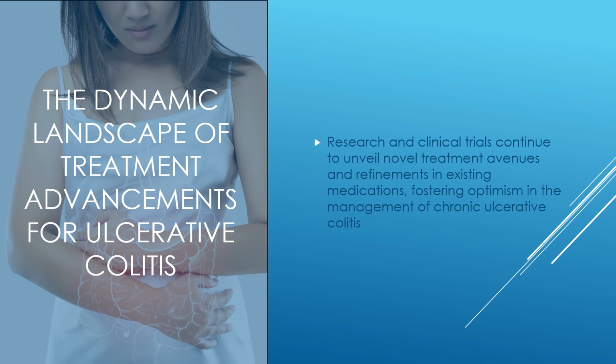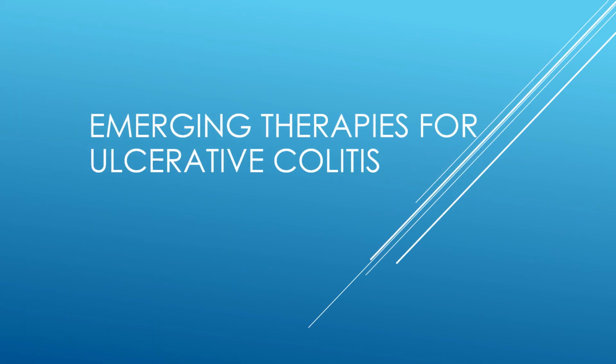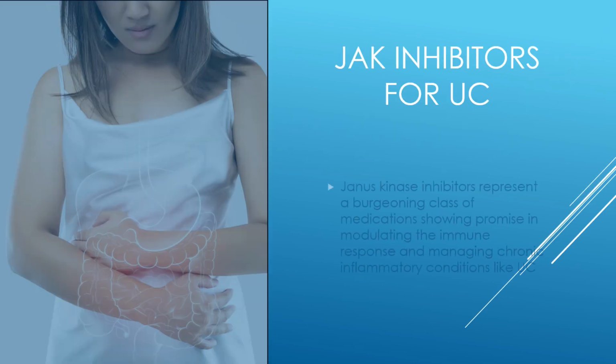The dynamic landscape of treatment advancements for ulcerative colitis. Research and clinical trials continue to unveil novel treatment avenues and refinements in existing medications, fostering optimism in the management of chronic ulcerative colitis. Emerging therapies for ulcerative colitis. JAK inhibitors for UC. Janus kinase, JAK, inhibitors represent a burgeoning class of medications showing promise in modulating the immune response and managing chronic inflammatory conditions like UC. Ongoing research explores their efficacy and safety profile in the context of UC treatment.